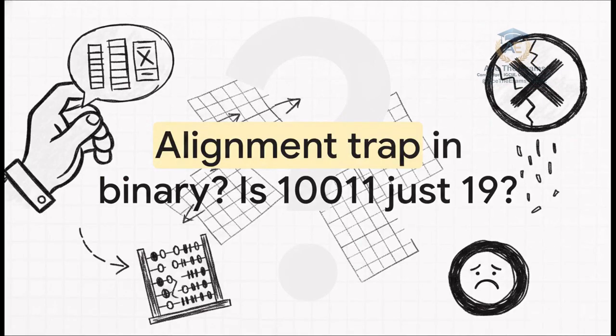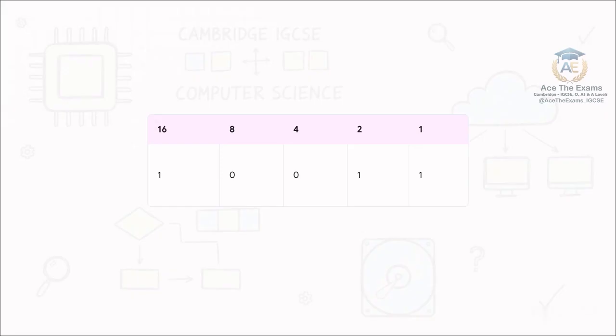Picture this. A student sees the binary string 10011 and they just rush to convert it. They misalign the column headers, or maybe they just guess the place values. And just like that, perfectly good logic crashes into a 0 on the exam paper. It's absolutely devastating. But the good news? It is entirely avoidable.